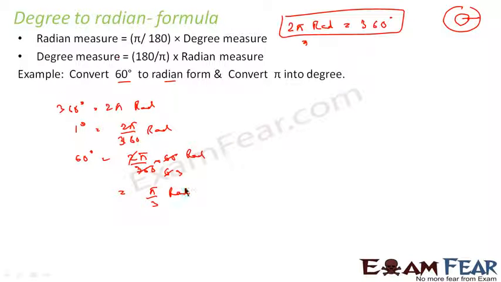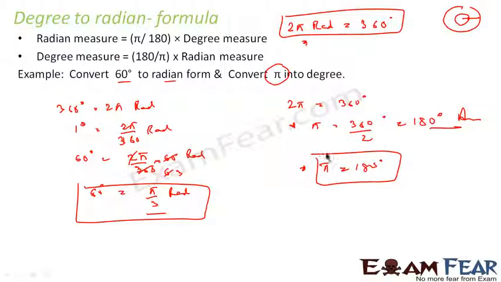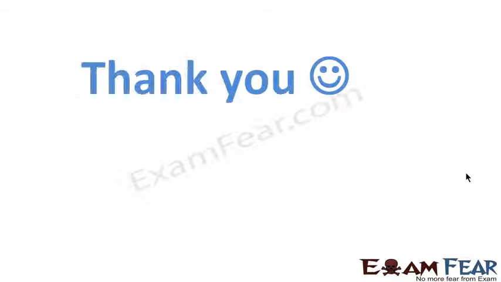Also, if you want to convert pi into degree, we know that 2 pi is equal to 360 degree, so pi is equal to 360 by 2 degree, which is 180 degree. So we have found 60 degree is equal to pi by 3 radian and pi is equal to 180 degree. Just write this formula and we can derive. No need to get confused by these formulas. Just remember this formula. Thank you.